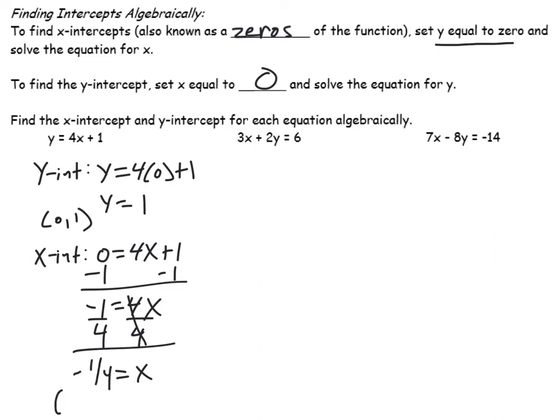Which would mean that the graph would go through the point negative 1/4, 0, okay? So that's the basic gist of it.